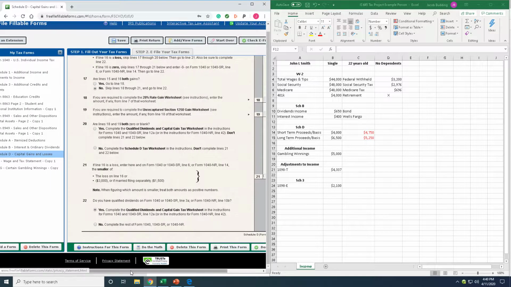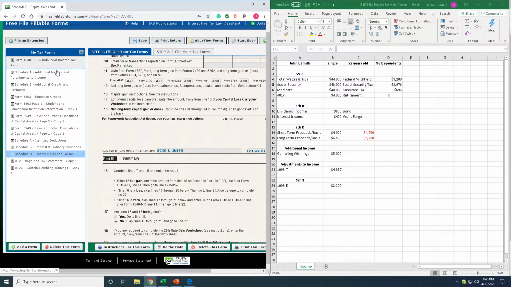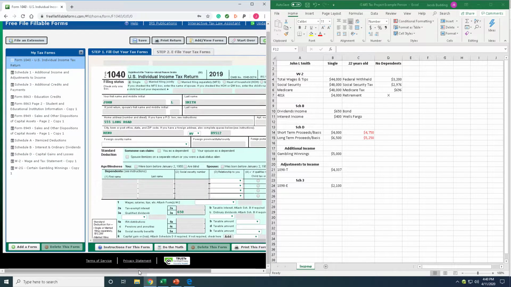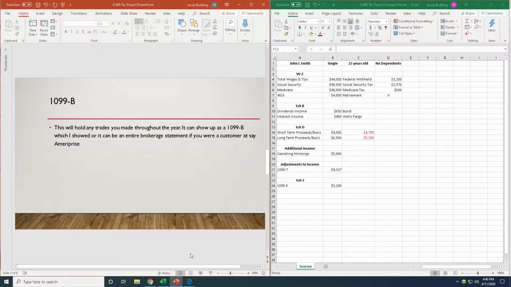So I'll show you this number again, $500. This will go on to the 1040 right here on line 6. Capital gain or loss, attached Schedule D. We have it right here onto the left for $500. All right, let me pull back up the PowerPoint.